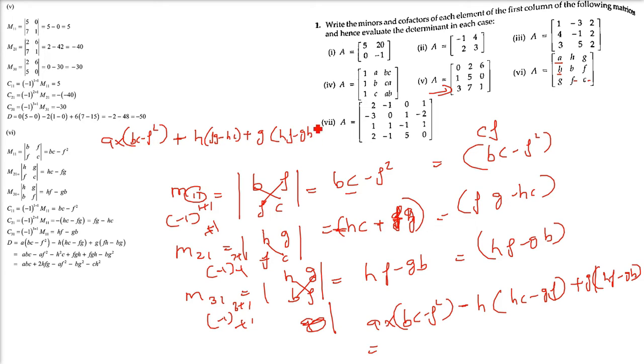But previously I just told you about how to do it using the minors. So in both the cases, the final will be ABC plus 2HFG minus AF square minus BG square minus CH square. This will be final. Right? I hope you will be able to do this. Right?